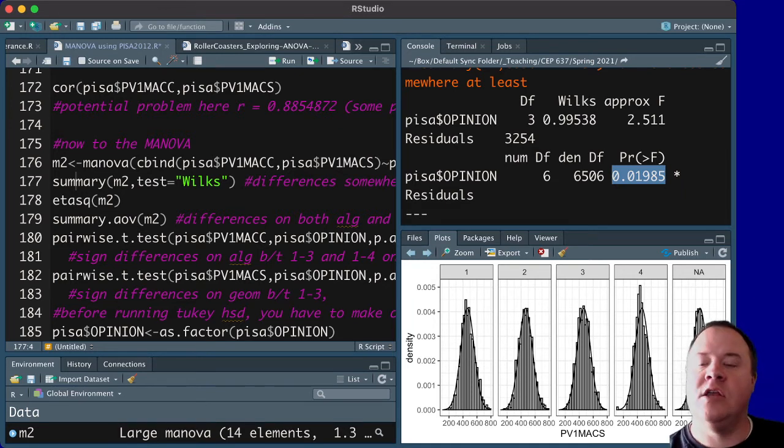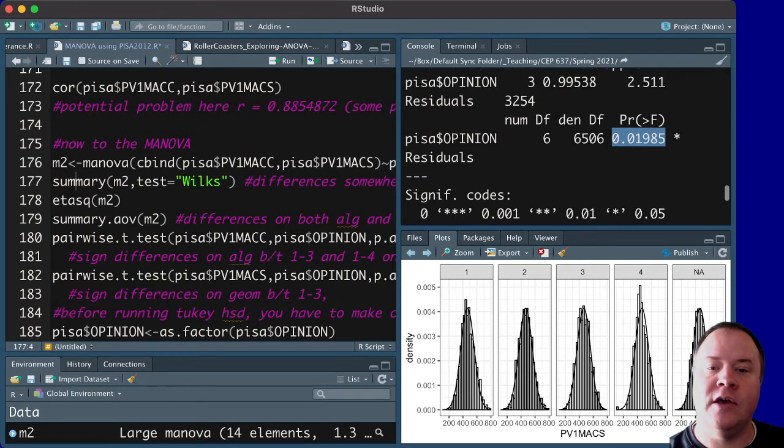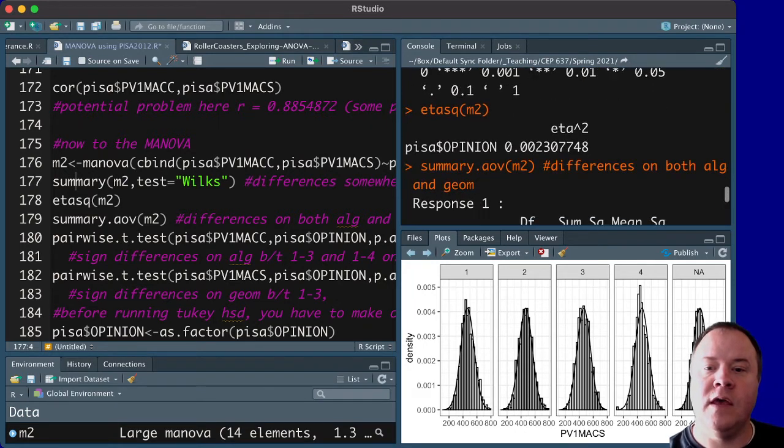And another thing we can use to help us understand how meaningful that is, is to look at the eta squared value. The eta squared value is 0.002, which tells us that 0.2% of the differences we see in algebra and geometry scores can be explained by group membership. So not very much is explainable here. So even though it's statistically significant, it may not be all that useful to reality.